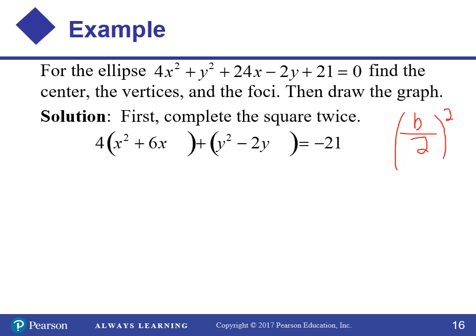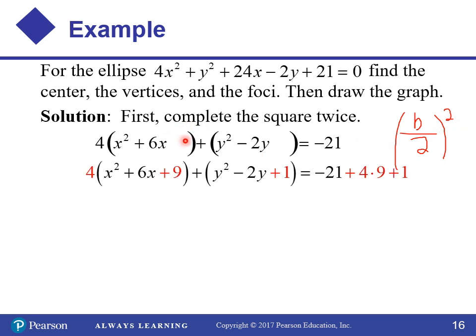So in this case, our b is 6. So when we plug that in, 6 divided by 2 gives us 3. So keep that in mind, the 3. If we square the 3, we get 9. So we're going to complete this square with a 9. On this one, we'd have a negative 2 divided by 2 gives you a negative 1. But when you square it, it becomes a positive 1.